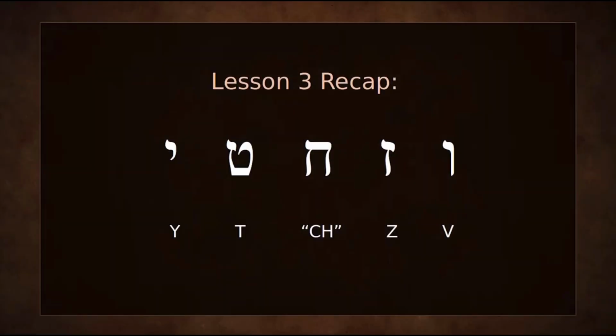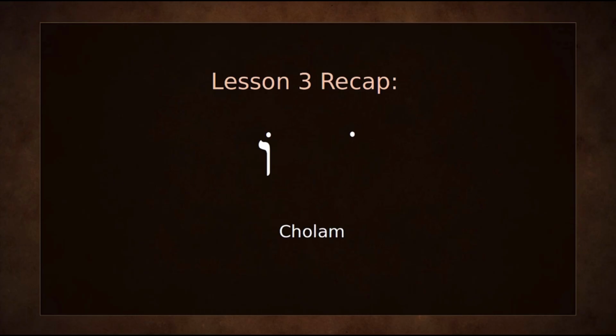Let's review what we learned this lesson. We learned 5 new letters: vav, which makes the sound v, zayin, which makes the sound z, chet, which makes the sound ch, tet, which makes the sound t, and yod, which makes the sound y. We learned 1 new vowel, the cholam. Cholam makes the sound o. It has 2 forms. One is just a dot, and the other is a dot over top of a vav.